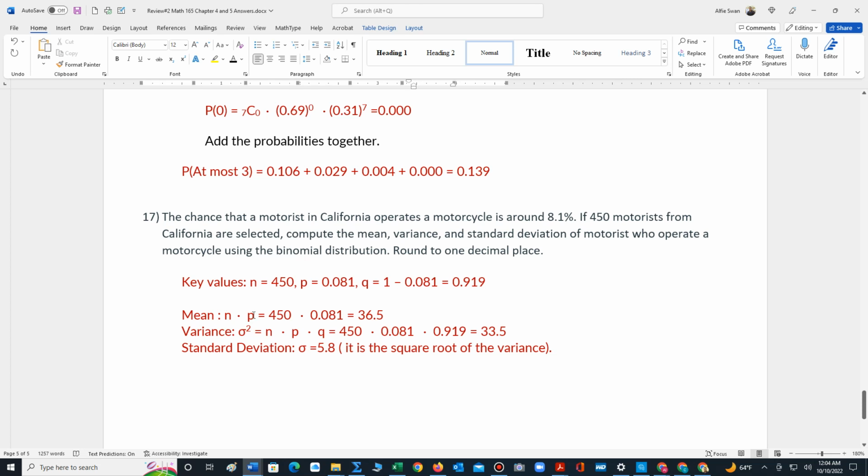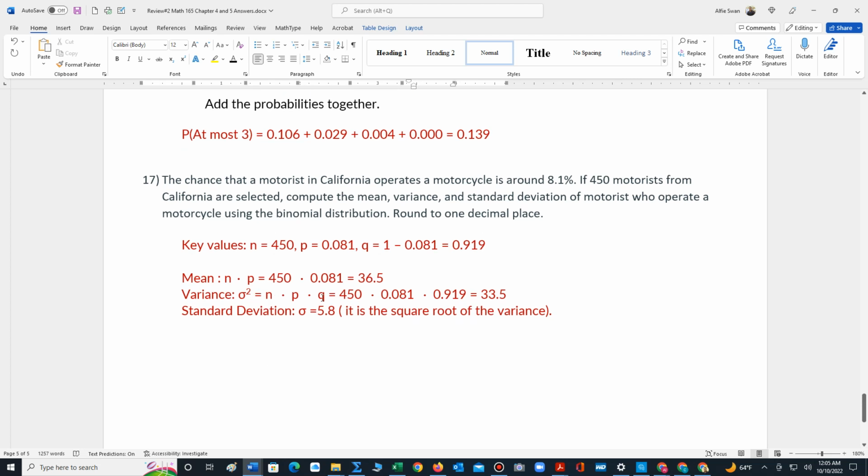The mean is np, so 450 times 0.081 is 36.5. That's the mean number of motorists who ride a motorcycle. The variance is npq, so we take 450, 0.081 times 0.919. Multiply it out to get 33.5. Finally, the standard deviation is the square root of 33.5, and that's 5.8.